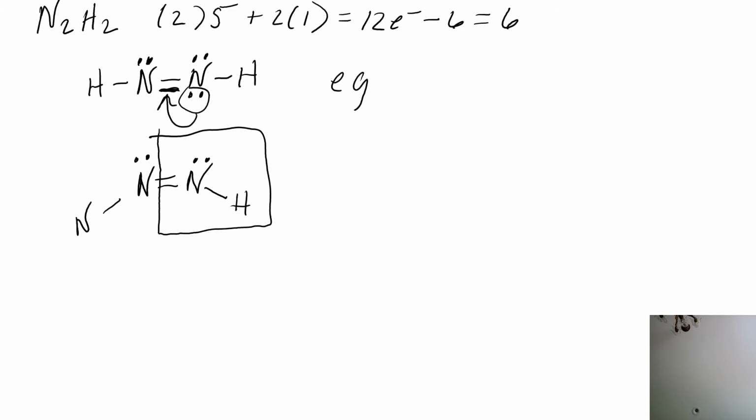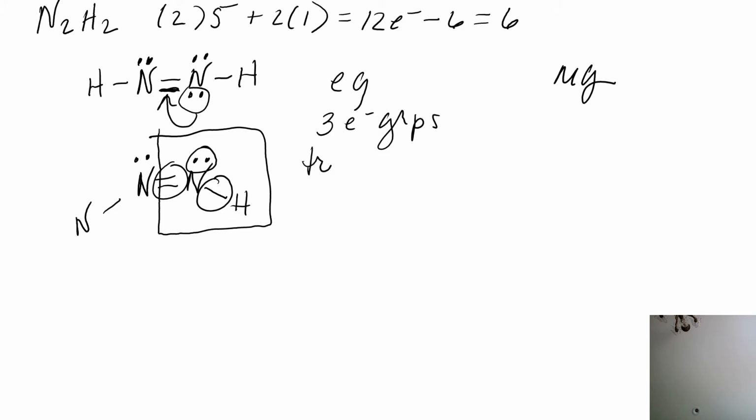Electron geometry, molecular geometry. Okay. Count the bonding groups, or the electron groups, around that nitrogen. We have 3 electron groups. 3 electron groups corresponds to trigonal planar geometry.